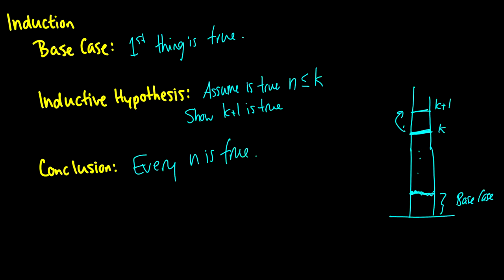Which means that if the first step is true, and from some arbitrary step I can get to the next one, then clearly this is a fully functioning ladder, and I will be able to get to the top of my ladder. Now, why is this the case?